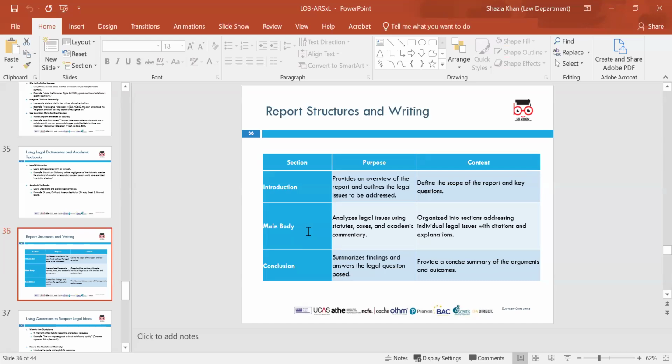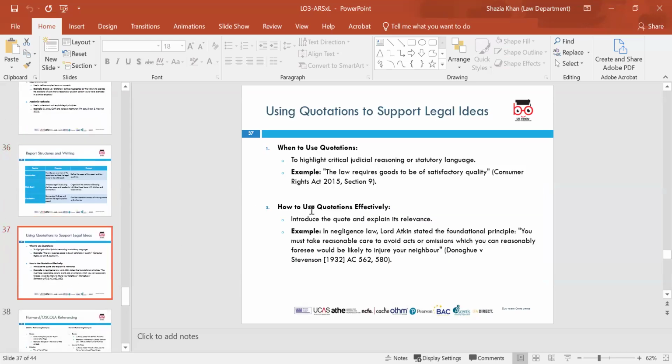The main body analyses legal issues using statutes, cases, and academic commentary, and the content is organized into sections addressing individual legal issues with citations and explanations. The conclusion summarizes the findings and answers the legal question. It provides a concise summary of the arguments. You can't have anything new in the conclusion. It just concludes the assignment.